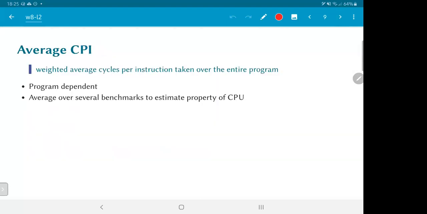So based on this, we can now think of computing an average CPI. This basically is a weighted average of the cycles per instruction taken over the entire program. In other words, this is a combination of the two things we considered earlier, the actual cycles per instruction taken for each instruction and the instruction mix taken for the program itself. This average CPI is going to be program dependent, but by taking typical benchmark programs, we could average over several of them and estimate this average CPI even as a property of the CPU itself.